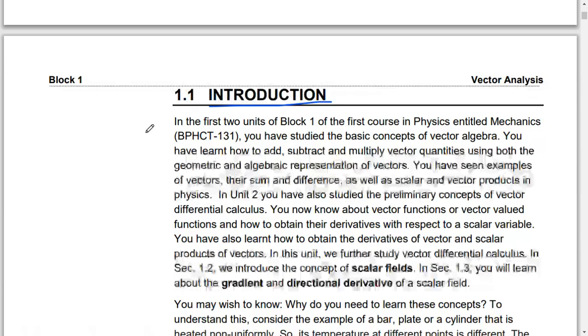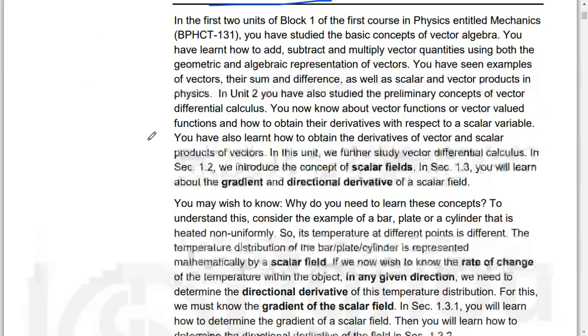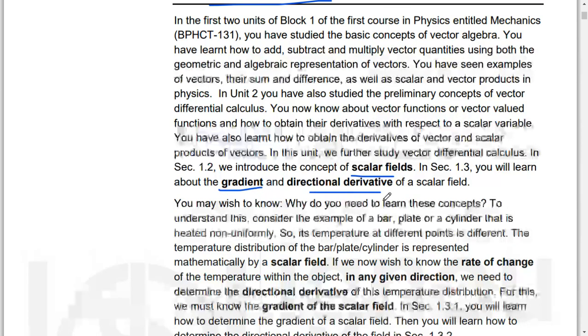You now know about vector functions or vector valued functions and how to obtain their derivatives with respect to a scalar variable. You have also learned how to obtain the derivatives of vector and scalar products of vectors. In this unit, we further study vector differential calculus. In section, we introduce the concept of scalar fields. In section, you will learn about the gradient and directional derivative of a scalar field.